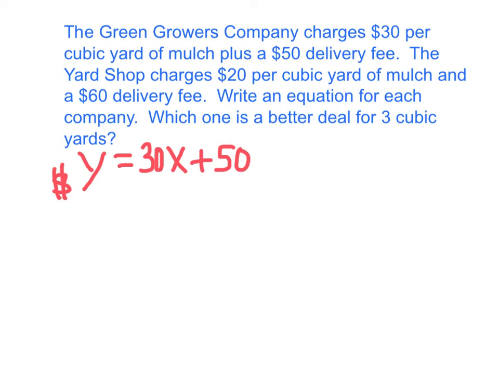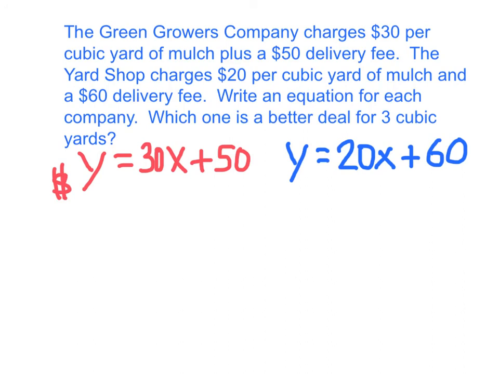Okay, let's write the equation for the yard shop. The yard shop is going to charge $20 per cubic yard, so that's going to be 20 times x. And the initial delivery fee of $60, so that's plus 60. So those are the two equations. So how'd you do on that? Okay, now we have to figure out which one's a better deal for 3 cubic yards.